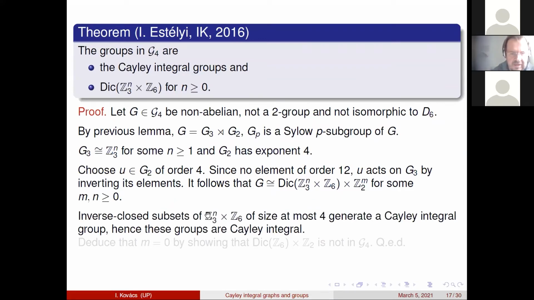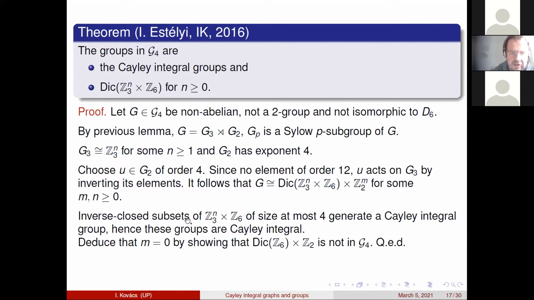Now, you look at these groups and you just prove that for these groups, the set of size at most 4 generates a Cayley integral group. And this trick, as before, tells you that any graph of valency 4, because it lives in a Cayley integral group, must have integral spectra. So these groups are fine. We prove that they are in our family. Sorry, this should be dicyclic. So the cyclic groups are fine.